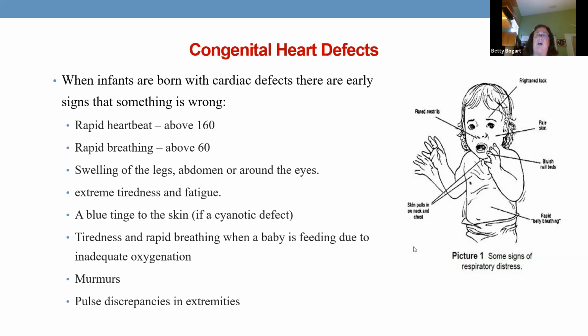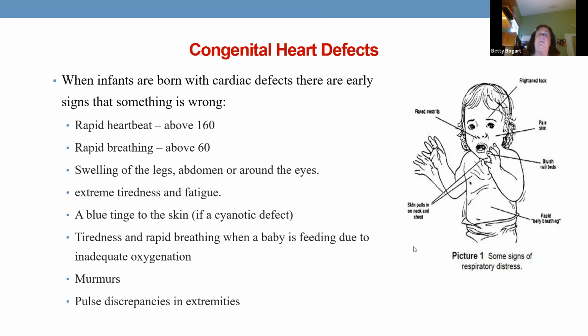And why does a child tire out easily? Well, if they have a congenital heart defect that's not allowing good oxygenation, they don't have the oxygen for the energy to breathe to be able to feed. So that's why they have respiratory distress, and why they're not eating, and why these children are usually very small. They're burning calories, and then they're not getting enough replaced.